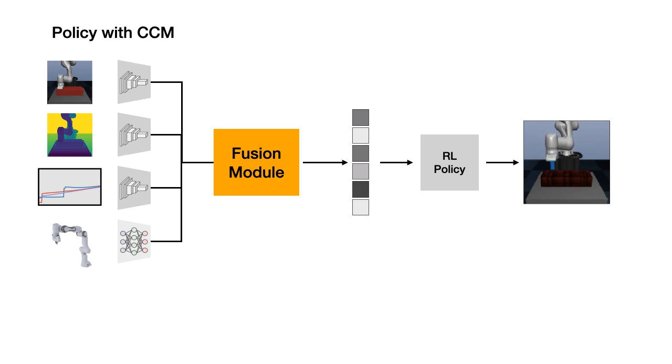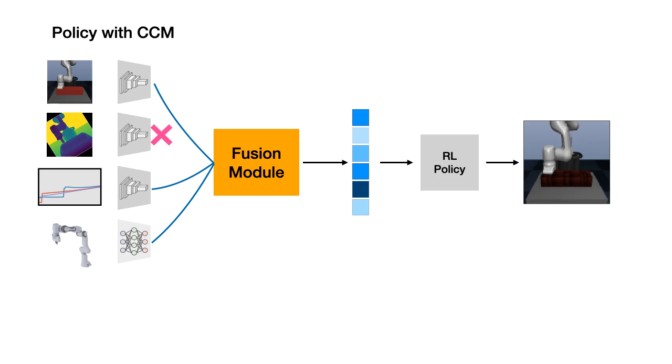We use a peg insertion task to experimentally evaluate how well CCM has performed. After policy training, when CCM detects a corrupted modality during policy rollout, it uses the steps of detect, reject, and correct, and feeds the compensated Z' to the policy. In this example, depth is corrupted.